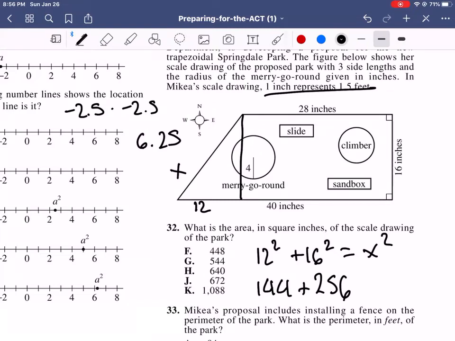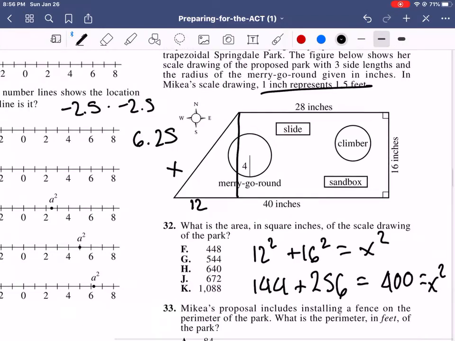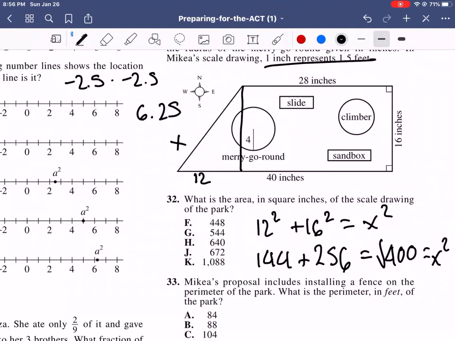You know that equals 400. 400 equals x squared. That's a perfect square, so you just square root it. X equals 200. No, wait, 20. Then the next thing I do is length times height, base times height for the rectangle.